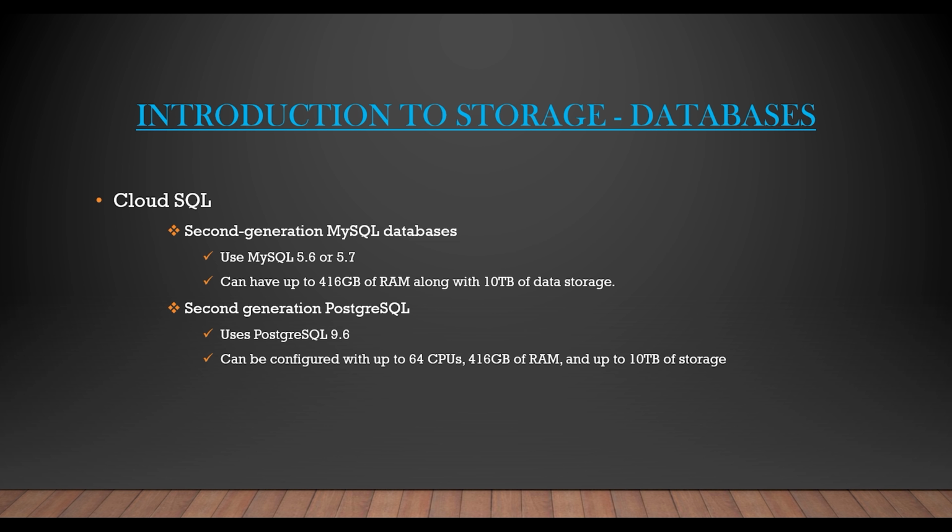The second generation MySQL database uses MySQL 5.6 or 5.7, and it can have up to 416 GB of RAM along with 10 terabytes of data. Second generation databases can also be configured to automatically add storage as needed. There is also PostgreSQL running on the second generation platform. It uses PostgreSQL 9.6, and it can be configured with up to 64 CPUs, 416 GB of RAM, and up to 10 terabytes of storage.